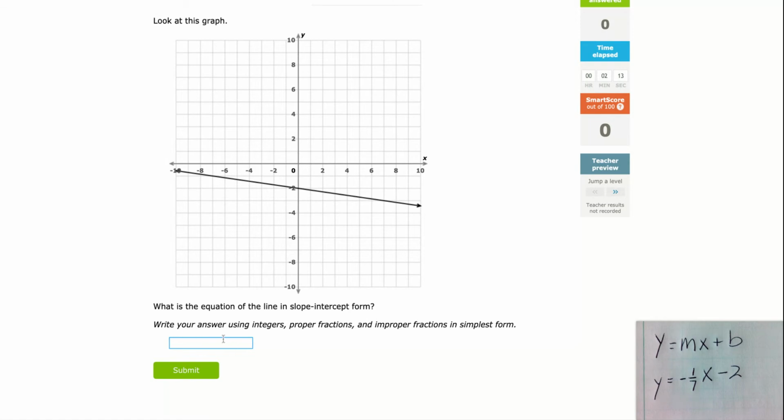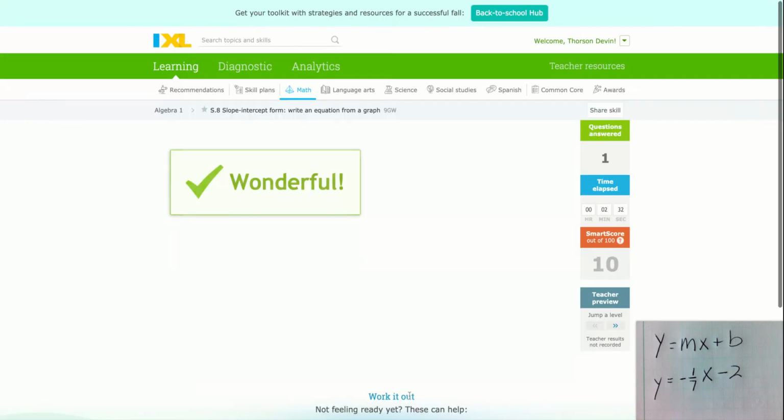I think IXL is pretty lenient. We type y equals, then -1/7. I use that little slash division sign for the fraction, and then I can just put x, which just means I'm multiplying by x, then minus 2, and I submit.